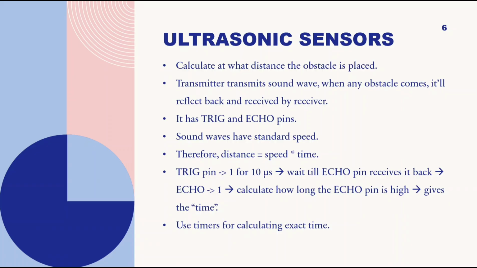Then we implemented the ultrasonic sensors. The ultrasonic sensor is used for obstacle detection. It contains a transmitter and a receiver. First, the trig pin is made high for 10 microseconds, which sends an ultrasonic wave. When the wave strikes an obstacle and reflects back, it is received by the echo pin.